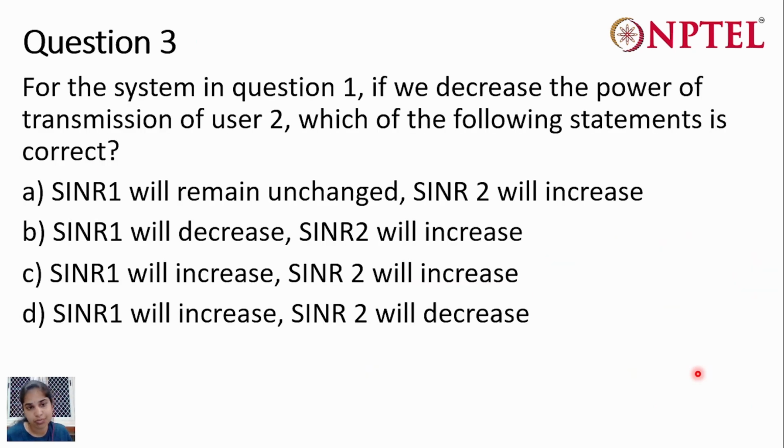So, based on these formulas, if we decrease the power of transmission of user 2, which of the following statements is correct?